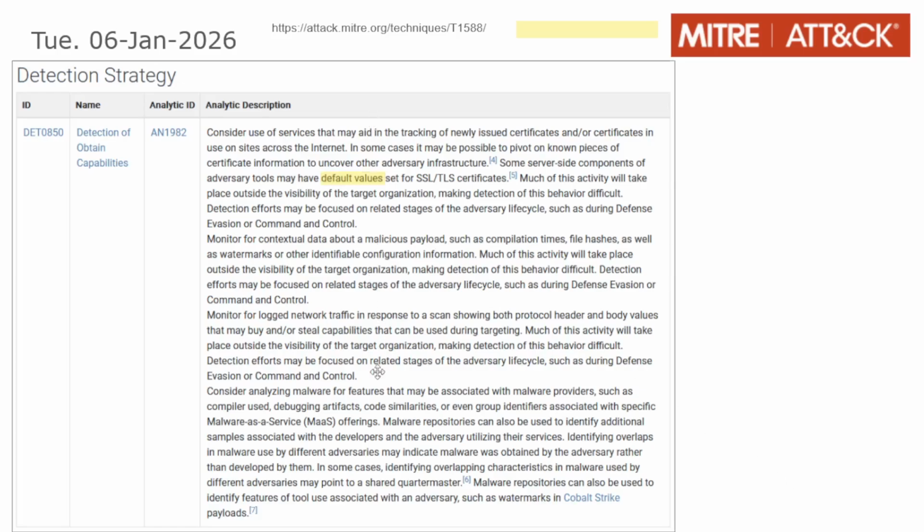Yeah, so those are just some ideas. What caught my eye is the default values thing. That's the classic. The others are much too specific.